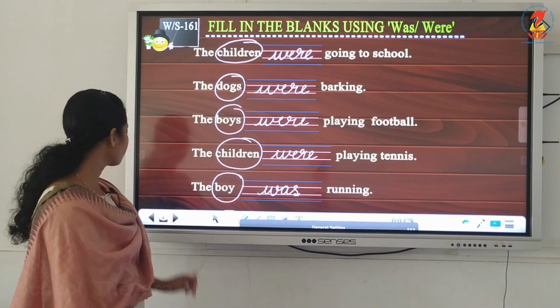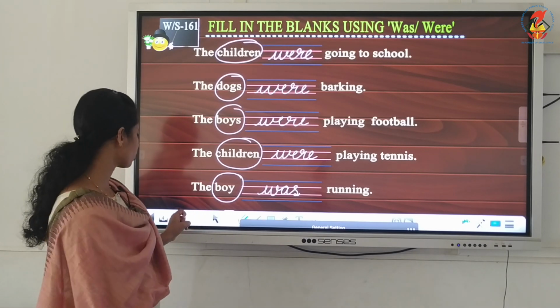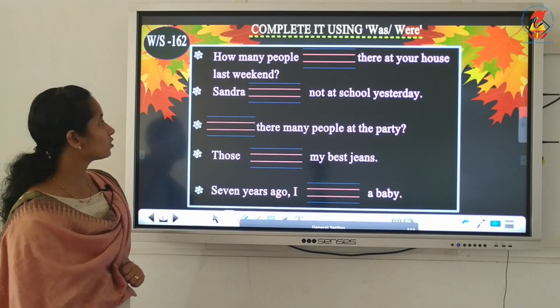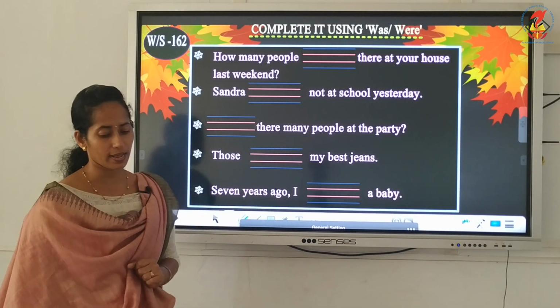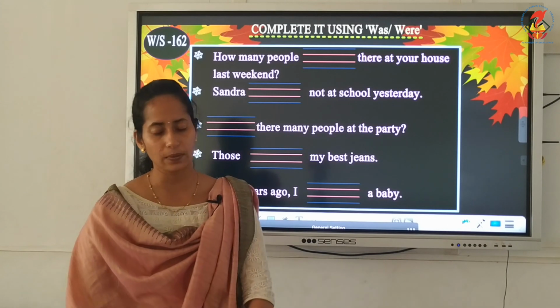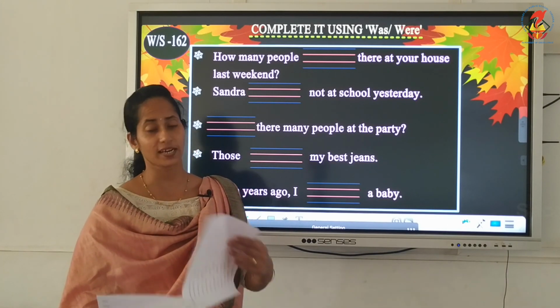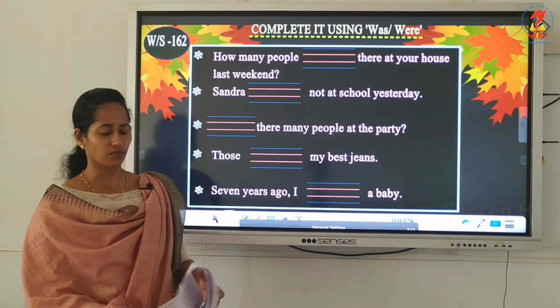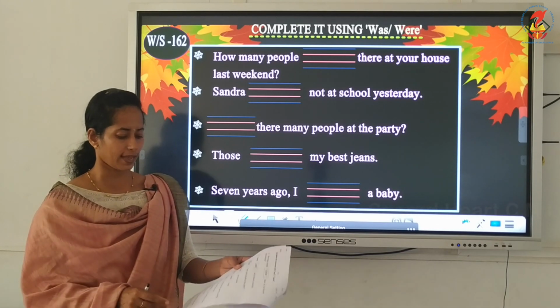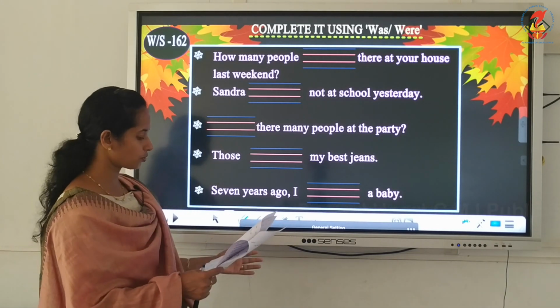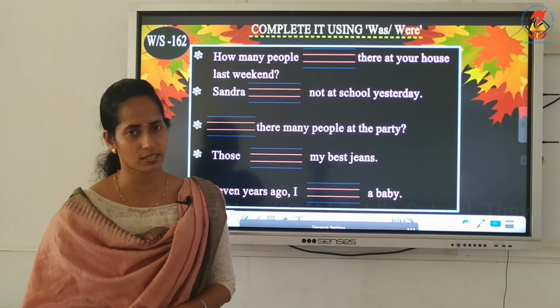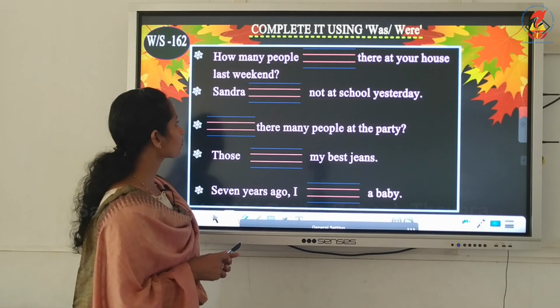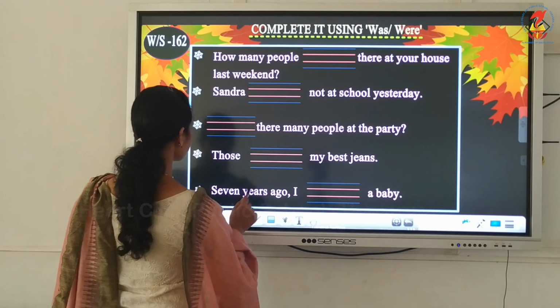Okay. So shall we move to the next activity, which is on page number 162? On that page there are 10 activities, and there you have to fill in "was" or "were." The first 5 we will do together and the remaining 5 have to be done by yourself. Okay, so the first 5 we will do together.